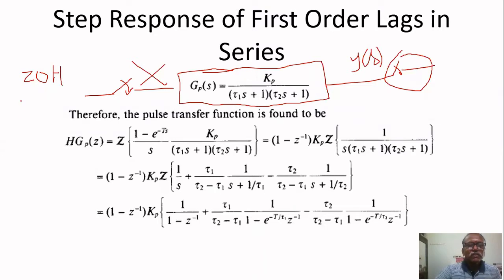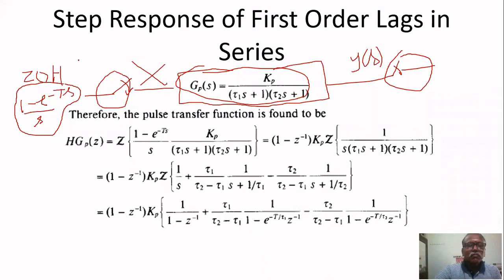Its transfer function is (1 minus e power minus Ts) upon s. This must precede this continuous time function. Then we can give this pulse input. M of nT can be given if we include a zero order hold before this.